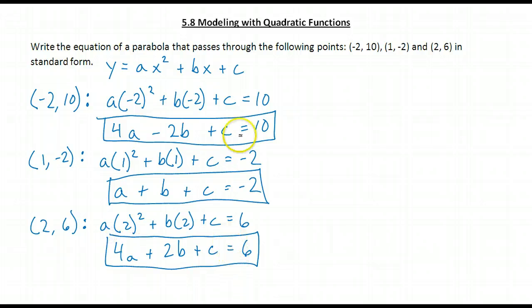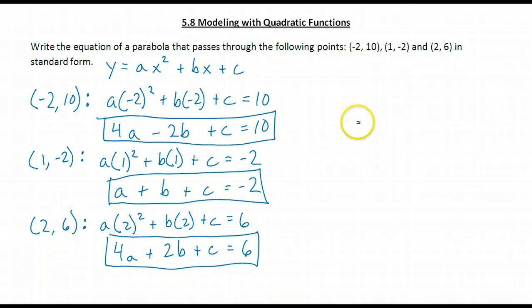So if you look, there's 3 equations with 3 variables. So we have a system of equations, but instead of solving for x, y, and z, we're going to solve for a, b, and c.